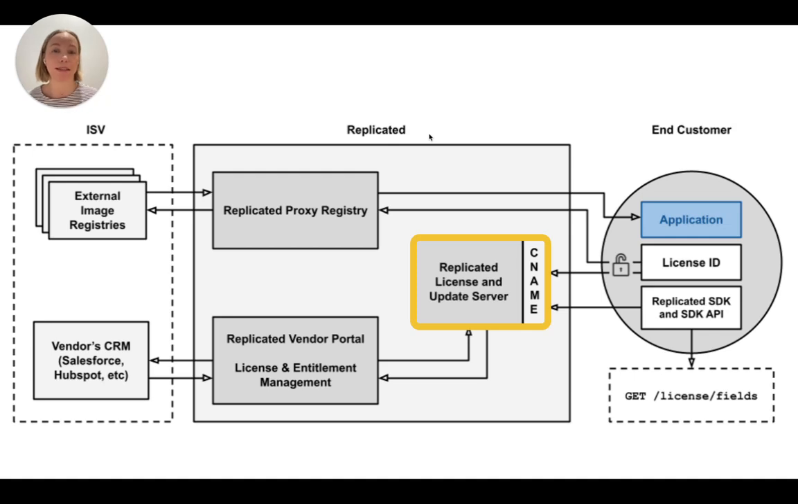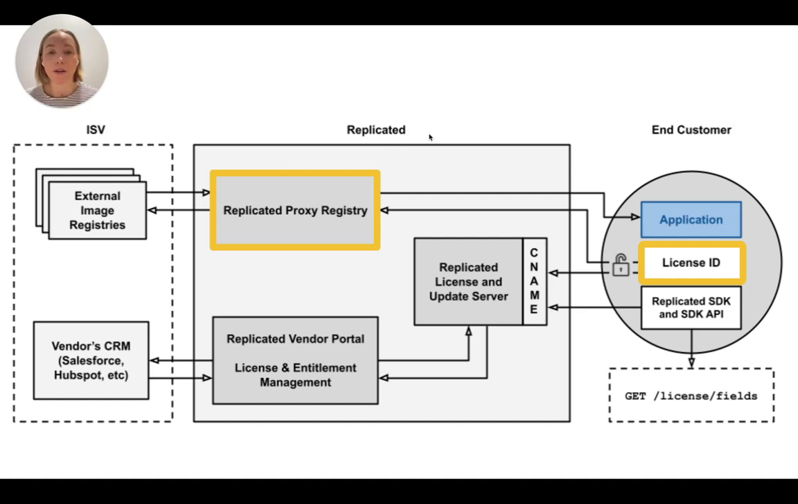The Replicated license and update server manages and distributes the customer information that you define in the vendor portal. The license server is identified with the CNAME record where it can be accessed from end customer environments. During installation or update, the installer will use the customer's license ID to authenticate with the license server. This provides information to the installer about the customer's entitlements and the application releases that the customer has access to.